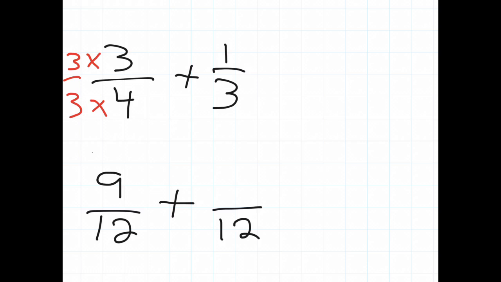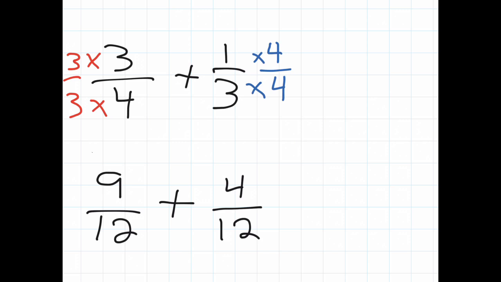So now we come over to the 1/3. We take 3 times what equals 12? Well, 3 times 4. Same rule, we can multiply it by 1. Whatever we multiply the bottom by, we multiply the top by. 4 over 4. So 3 times 4 is 12, and 1 times 4 is 4.